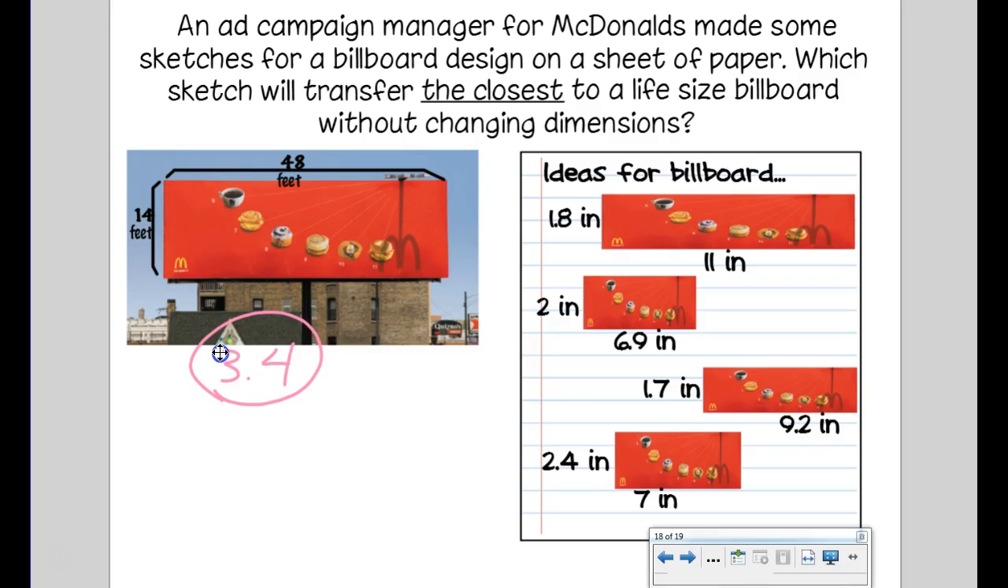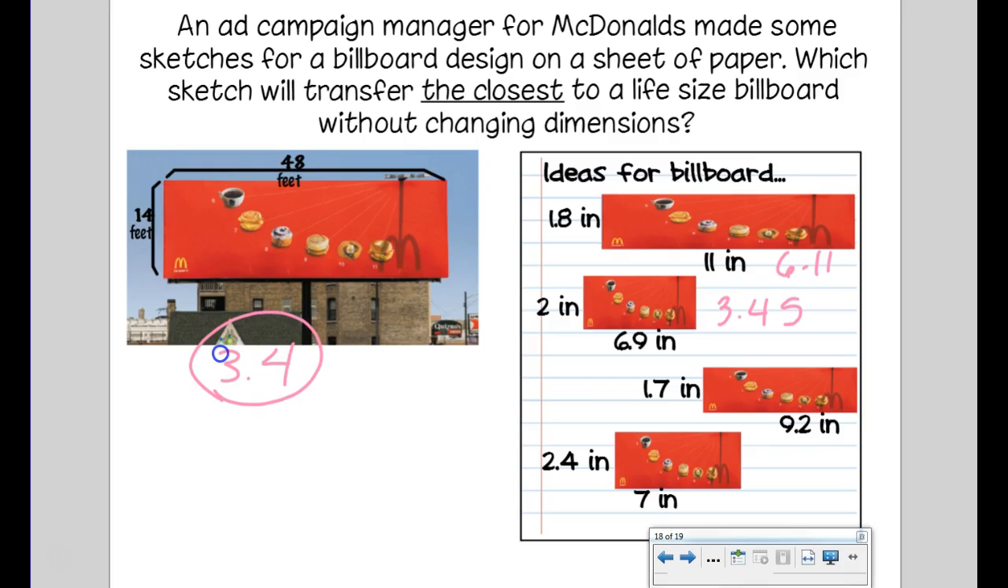11 divided by 1.8. What do you get? Yikes. I think this one's too long. Don't you think you went too long on that sketch? Yeah. That's too far. Okay, 6.9 divided by 2. Ooh, that's pretty close. 3.45. Yikes, that's really close. Let's check the next one.